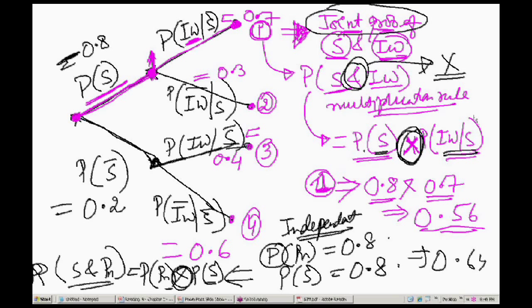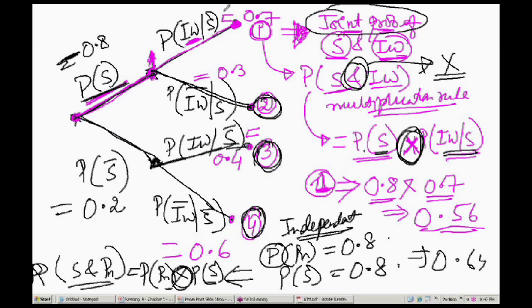In the same way, what is the probability that Sachin will play and India will lose? Which node should we refer to? Sachin is playing but India is losing. Node 2 is Sachin plays and India doesn't win. Now it may happen that India wins when Sachin is not playing. So node 3 is Sachin is not playing, India is winning. Node 4 is Sachin is not playing and India is also not winning.